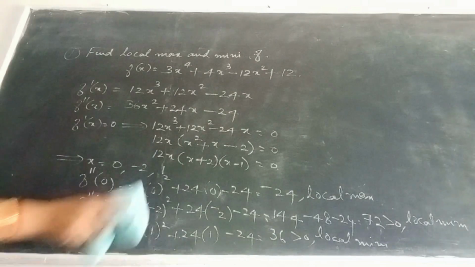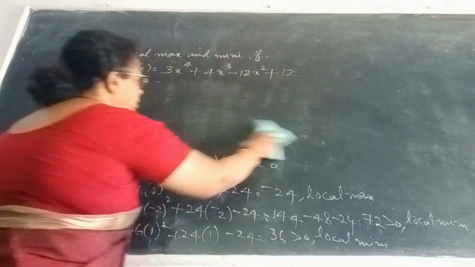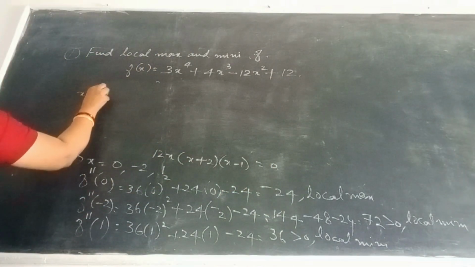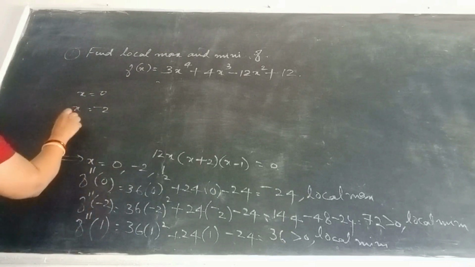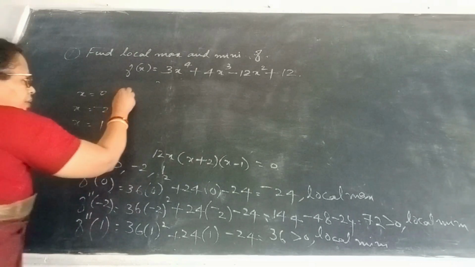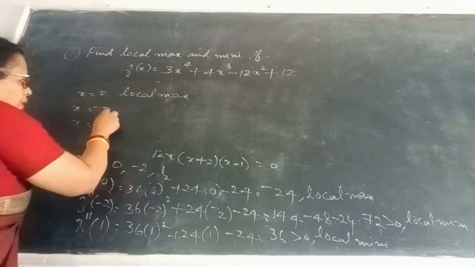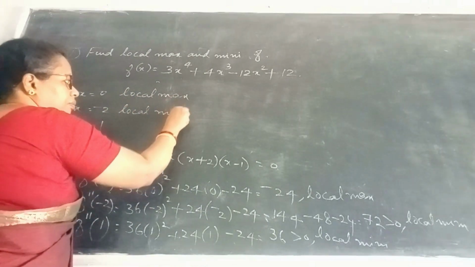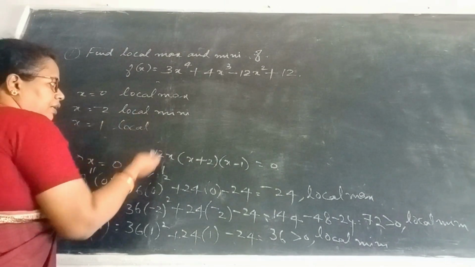Now let us express it as a table. What should we write? x equal to 0, x equal to negative 2, x equal to 1. x equal to 0 is a local maximum. x equal to negative 2 is a local minimum. x equal to 1 is also a local minimum.